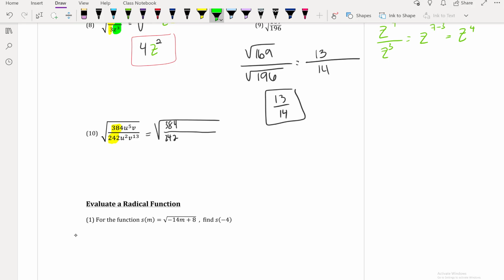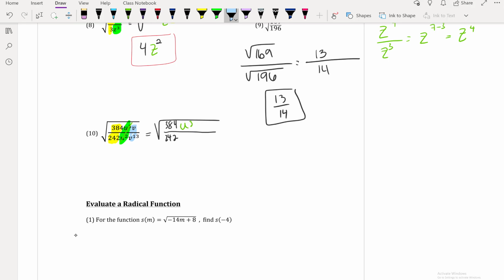But what I really want to do here is look at my u's. If I look at my u's, I have u to the 5 on top and u squared on the bottom. Well, which one's bigger? The 5 is. And where is it located? On top. So I have u, and now I'm going to subtract 5 minus 2 is 3. So that took care of my u's.